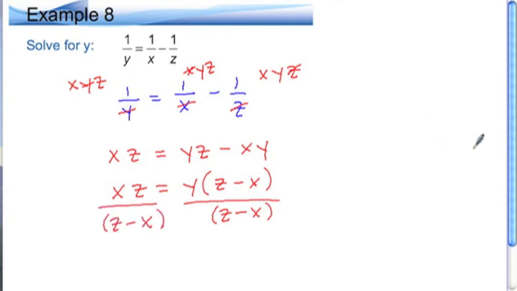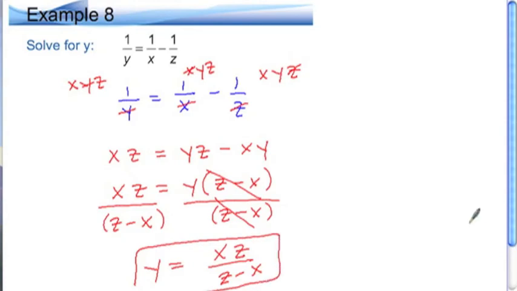And technically, the parentheses aren't necessary here. Canceling these and leaving y by itself. So we have y equals xz over z minus x. And that wraps up section 1.1.